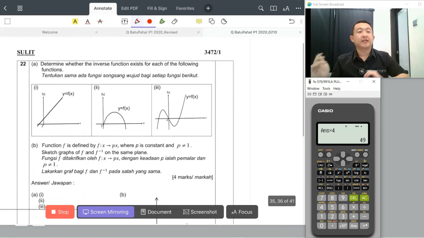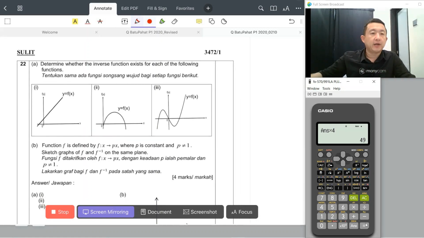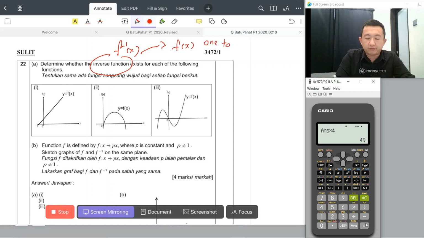22, another part of understanding of concept. 22a, determine whether the inverse functions exist for each of the following functions. Remember, in order to have an inverse function, it only applies to a one-to-one function. So if f(x) is a one-to-one function, it does have an inverse function, otherwise not. Okay, we check number 1, 22a(i). y equals f(x), I will check. I have 1 x, I have 1 y. I have 1 y, I have 1 x. Yes, one-to-one function, that has an inverse function.